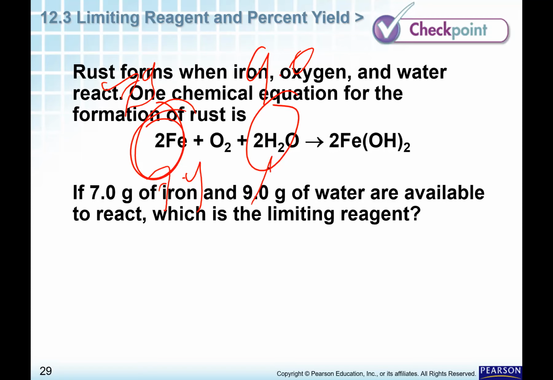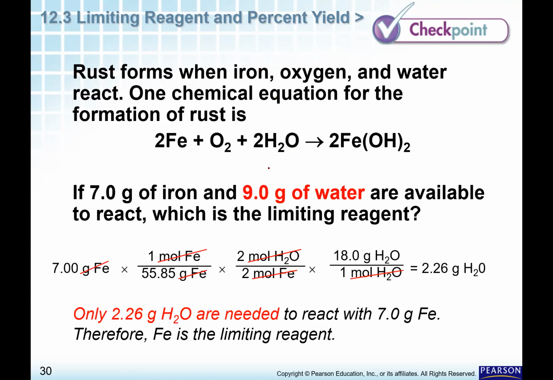When I ask you a question and say 7 grams of iron reacts with 9 grams of water, which one is the limiting reagent? You're going to tell me at this time I don't know. I cannot use the grams. Once again I say we cannot use the grams. We have to convert it into moles and then use the ratio and see how much I need from the other side.